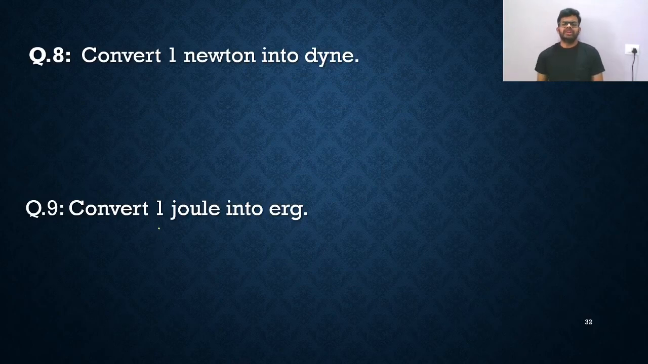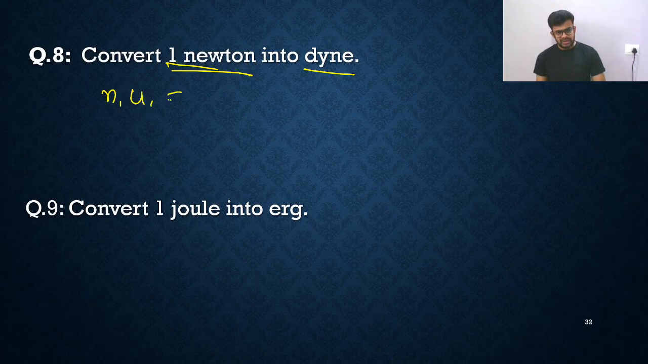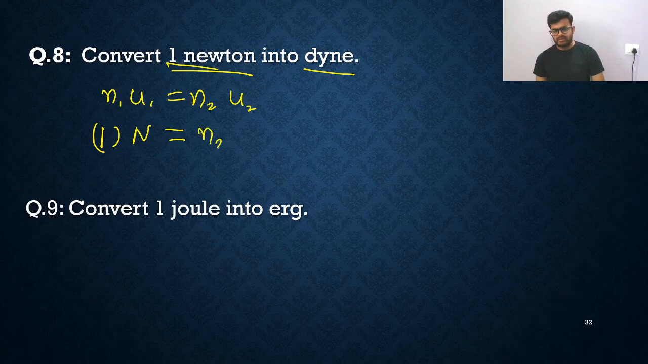Convert 1 Newton into dyne. I need to find the value of 1 Newton in dyne. So I will say N1 U1 is equals to N2 U2. N1 is 1 and U1 is Newton, which will be equal to N2 U2. N2 I don't know, I need to find its value. U2 is dyne. Let us find it.